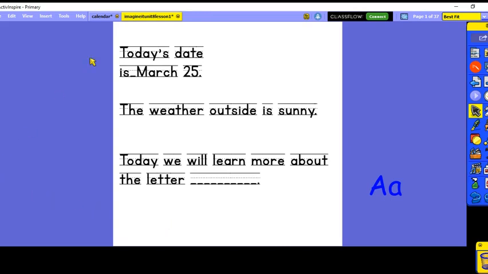Now I want you to go for a hunt around my screen. I know you guys have super, super good eyes. I want you to look and see if you can see what letter we're going to learn more about. Can you find it? Where is it?